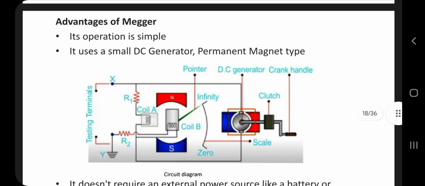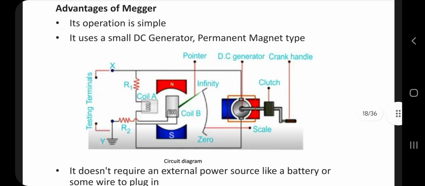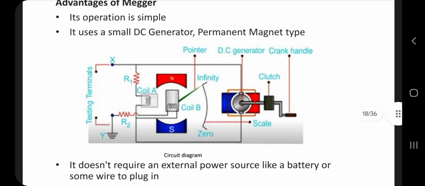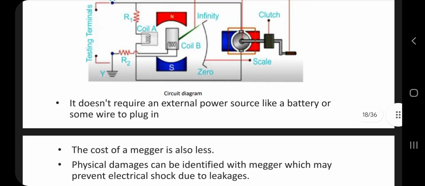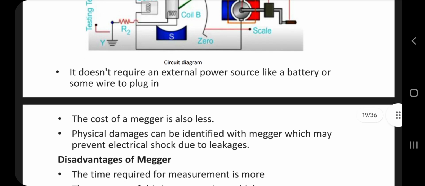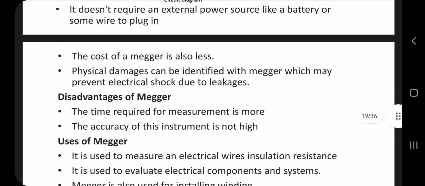Advantages of Megger. Its operation is simple. It uses a small DC generator, permanent magnet type. This is a circuit diagram of a Megger. It does not require an external power source like a battery or some wire to plug in. The cost of a Megger is also less. Physical damages can be identified with Megger, which may prevent electrical shock due to leakages.